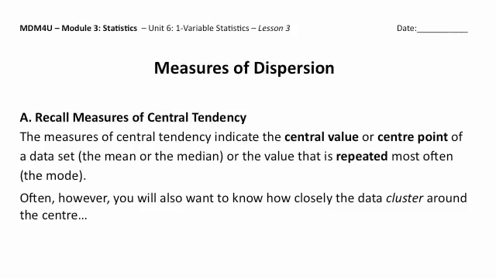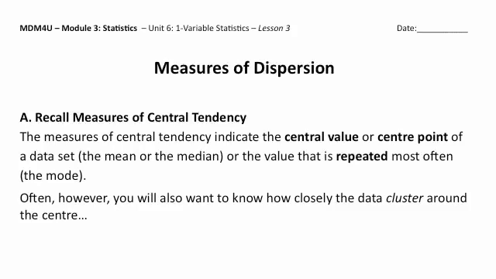Here we are with lesson 3 in our unit on one variable statistics, and we're looking at the measures of dispersion. So just to recall, we've already examined measures of central tendency, and those indicate the central value or the center point of a data set, so either the mean or the median, and also the value that's repeated the most often, which is the mode.